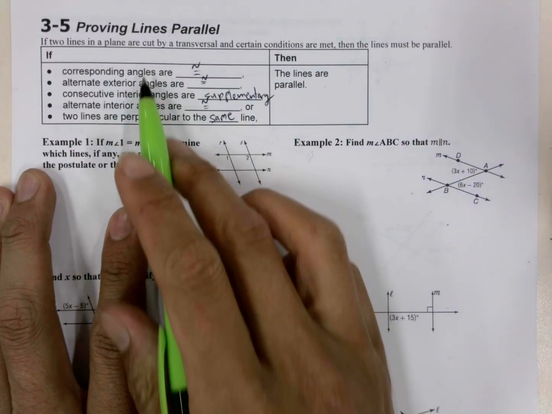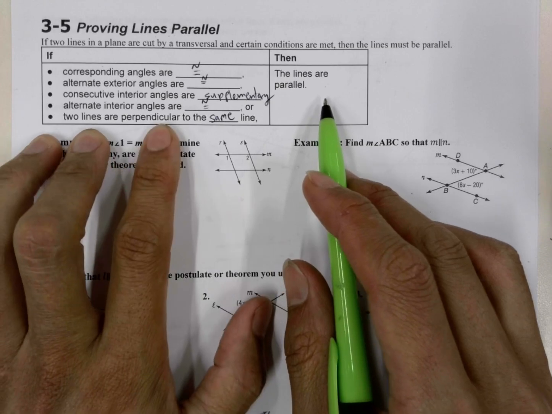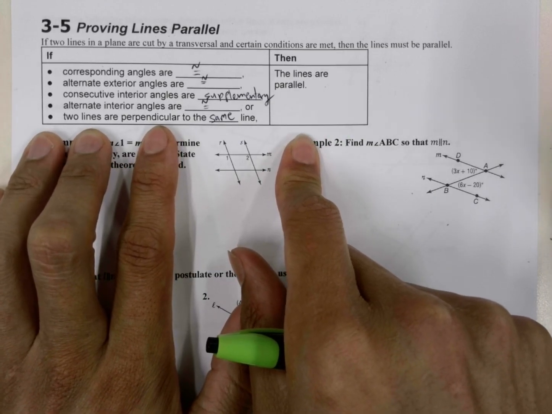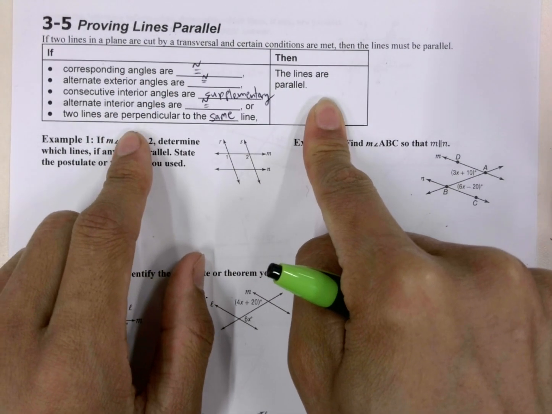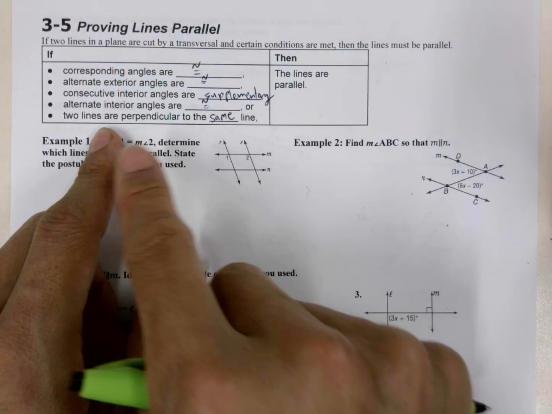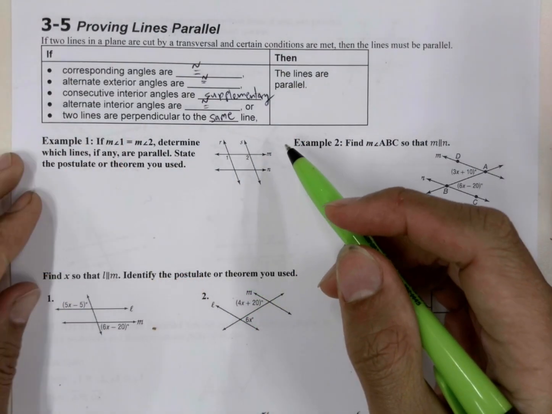Okay, so if any of these conditions are met, then we could say that the lines are parallel. And in the last chapter, we used the theorem that if two lines are parallel, then we could say all of these facts. Now in this chapter, we're saying if we have any of these facts, we can say that the lines are parallel, right? So it's like the reverse of the previous chapter.